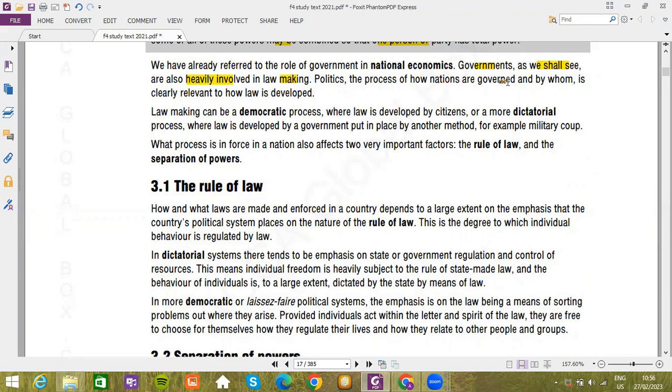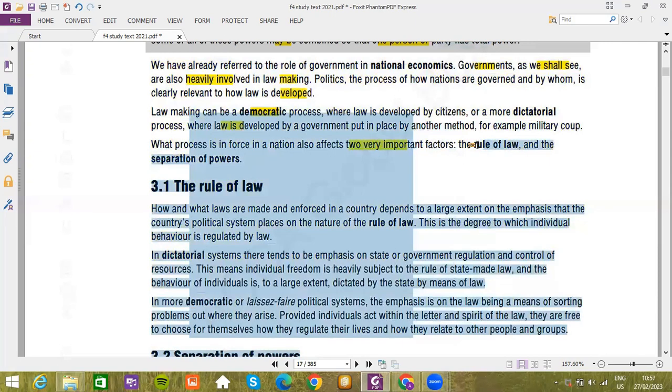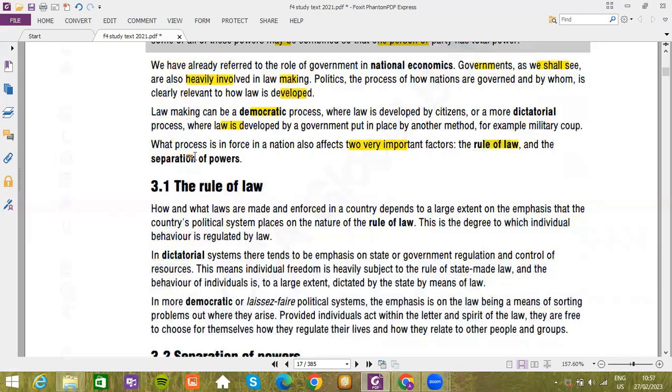Politics, the process of how nations are governed and by whom, is clearly relevant to how law is developed. Lawmaking can be a democratic process where law is developed by citizens, or a more dictatorial process where law is developed by a government put in place by another method, for example, a military coup. What process is in force in a nation is also affected by two very important factors: the rule of law and the separation of powers.